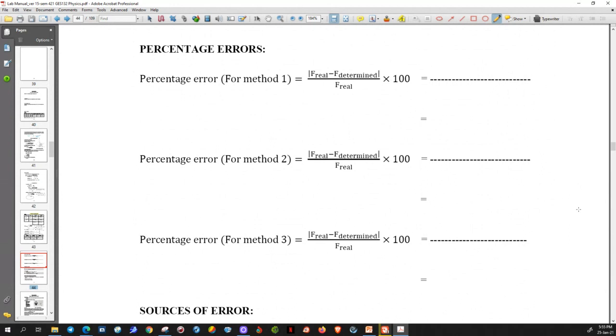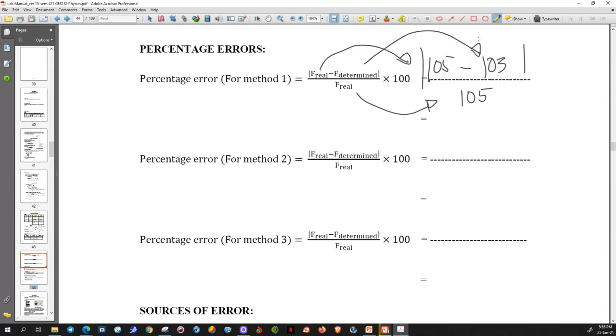Percentage error is a comparison of the real value of any measurement as opposed to the value determined using the experiment. The real value in this case is by balance. I gave it to you. This is 105, absolute, minus the determined value by graph, 103, over the real value, 105. So this is the real, this is the real, and this is the determined value. Okay? But you have to remember that this value is absolute. What does it mean, absolute?